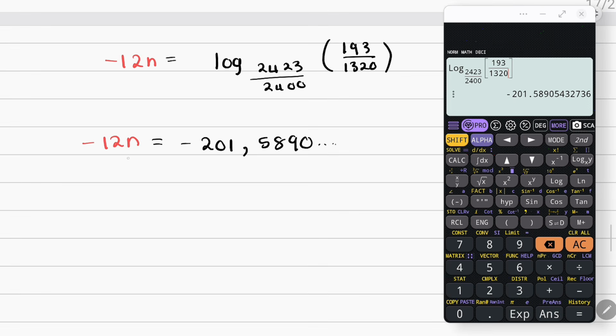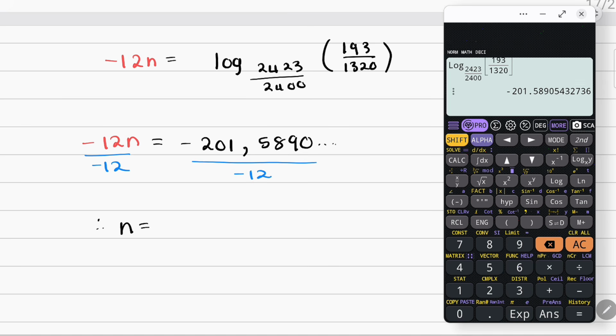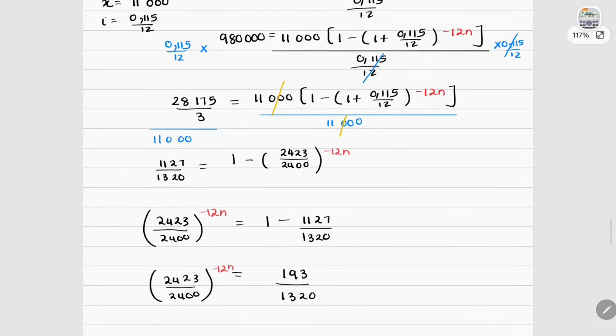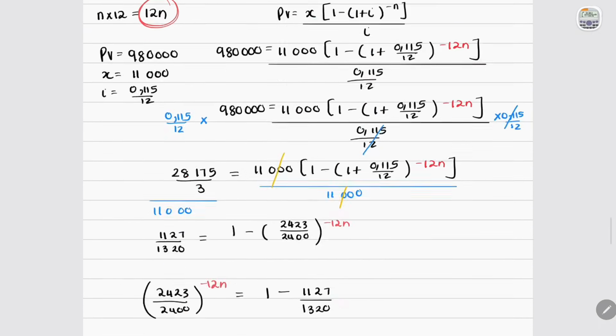Now to finally solve for n, you need to get rid of the negative 12. So we divide both hand sides by negative 12 and n is equal to. So you take this answer and say divided by negative 12. And then that gives you 16.7990.